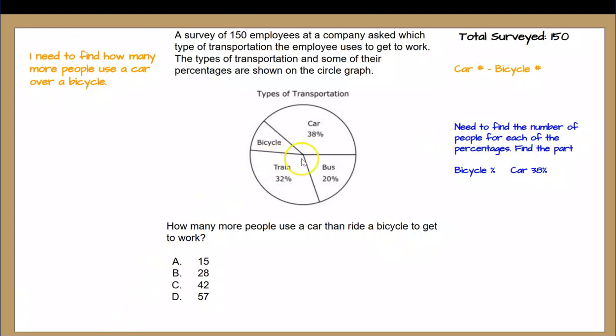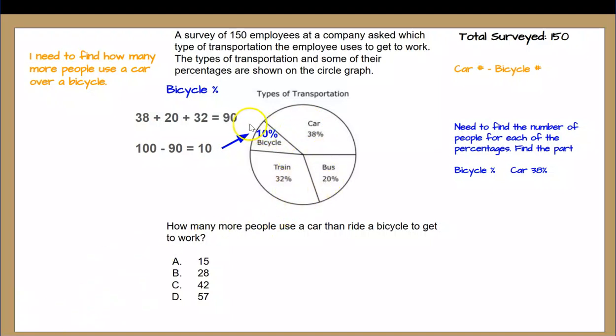So before we start trying to figure out the number of people that are using a car or riding a bike, we have to figure out what this percentage is for bicycle. To do that, we can take the existing percentages, 38, 20, and 32, add them up, and then, you guessed it, subtract from 100, because remember, percents are always out of 100, so this whole graph represents 100%. So 100 minus 90 is 10, so that means our bicycle riders make up 10% of those surveyed.